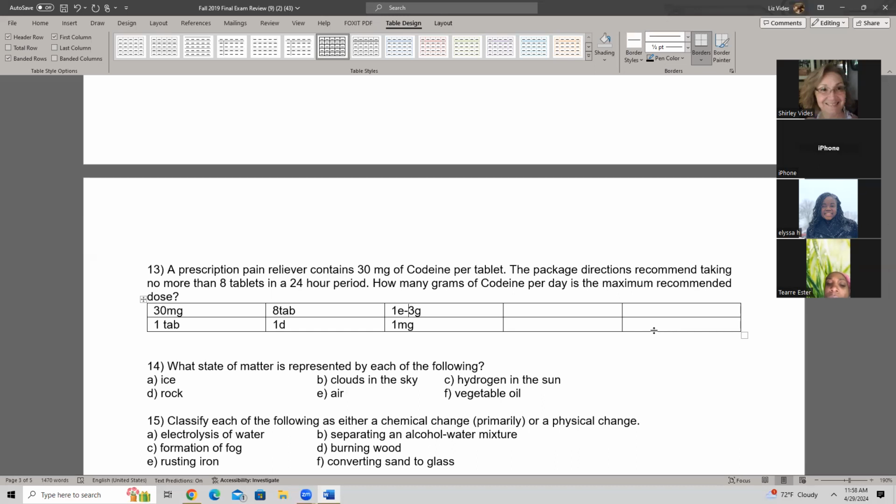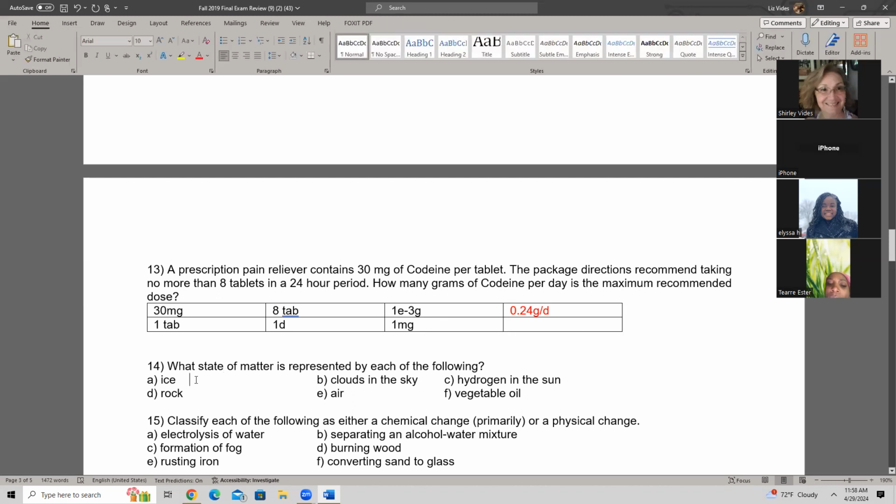0.24 grams. That's what I got. So the answer is 0.24 grams maximum per day. So per day, right? And we have days still left over. So that is exactly what they asked us for. That is exactly what we gave them. You see that? If you notice that the milligrams cancel out with these milligrams, the tablet cancels out with the other tablet, and then the day is left over. So you got grams per day.